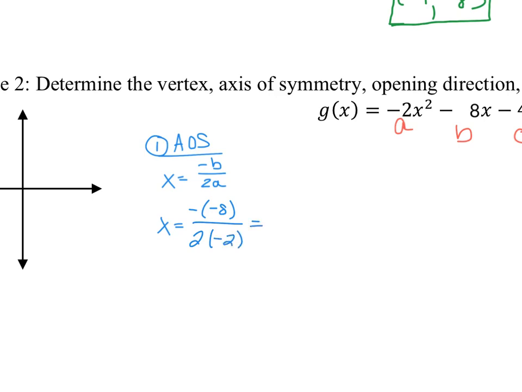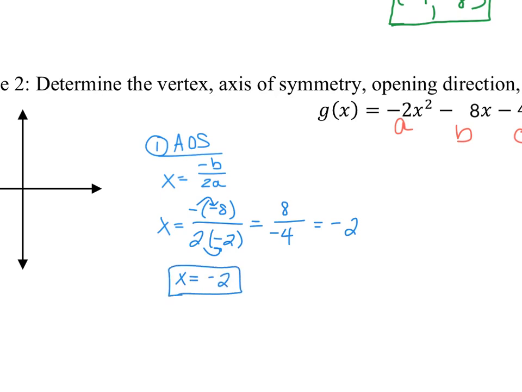Now let's go simplify. So when you do negative times a negative, that comes out as a +8. And then 2 times -2 makes -4. 8 divided by -4 makes -2. So your axis of symmetry is at x equals -2.